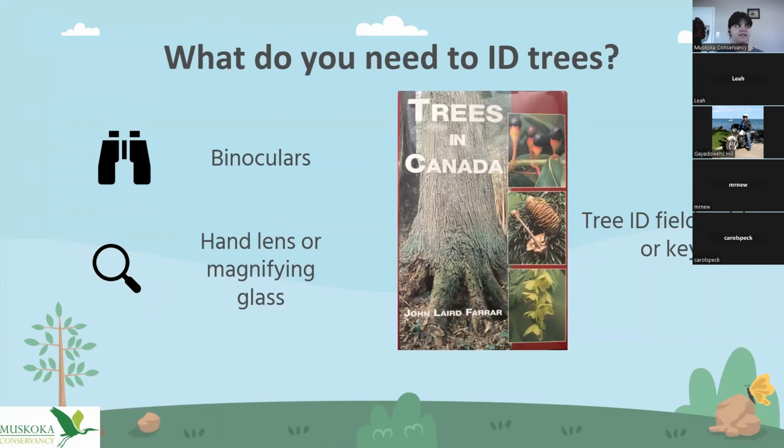So what exactly do you need to identify trees? There isn't much that you need, but there are a few things that can be quite helpful. The first being binoculars. These can be very helpful, especially when you are looking at a very old and mature tree where the buds and leaves aren't accessible right at your fingertips close to the ground, but you need to look way up into the canopy to actually see them. So having binoculars to get you a closer look at them can be very helpful.